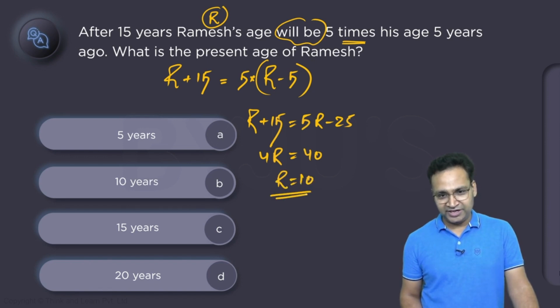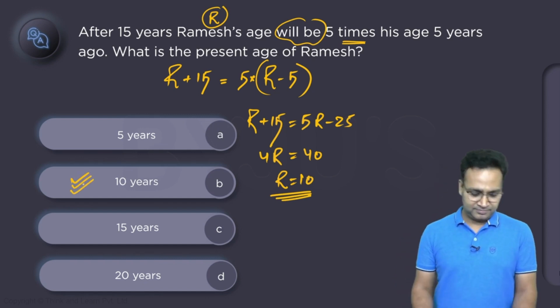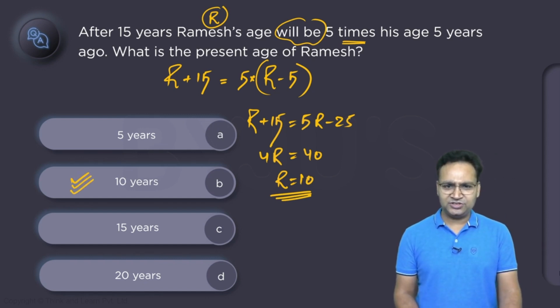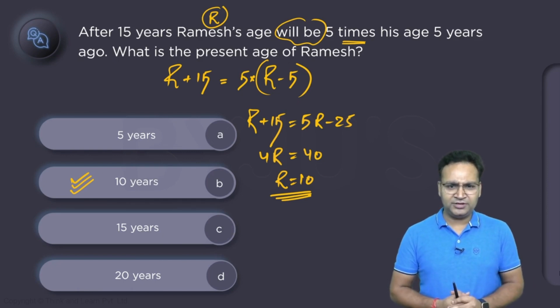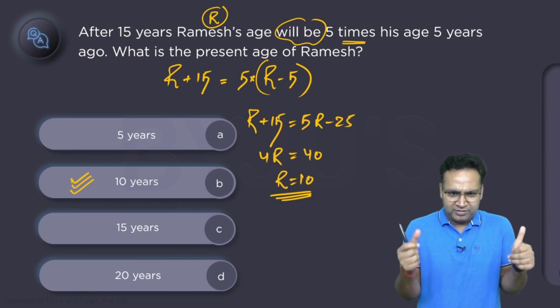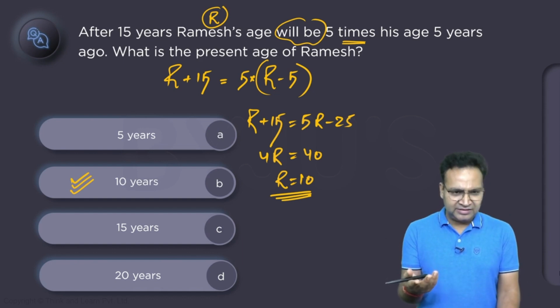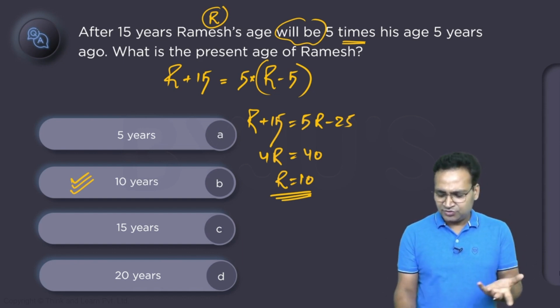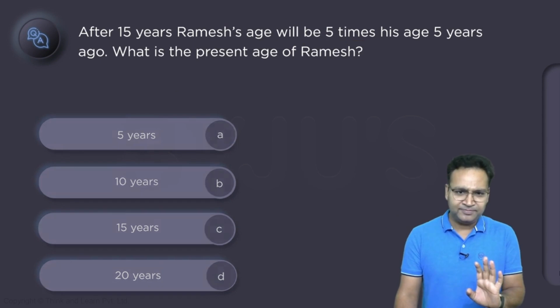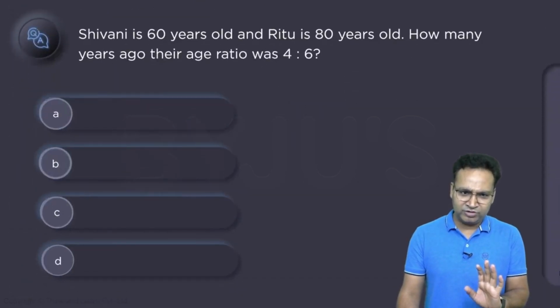What is the present age of Ramesh? It is just 10 years. The present age of Ramesh is just 10 years. Straightforward. No doubt about it. Can be done, and I think we have done it in less space. So we have done it fine. Okay, moving to the next one now.